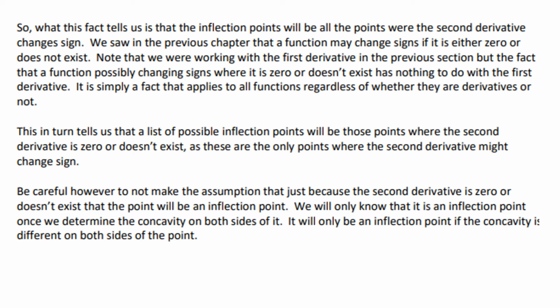This in turn tells us that there's a list of possible inflection points. What were those points where the second derivative is 0 or doesn't exist? And these are the only candidate points where it might change sign. Be careful, however, not to make the assumption that just because the second derivative is 0 or doesn't exist, the point will be an inflection point. We will only know that it is an inflection point once we determine the concavity on both sides of it. That is, the concavity changes. It will be an inflection point only if the concavity is different on both sides of the point.